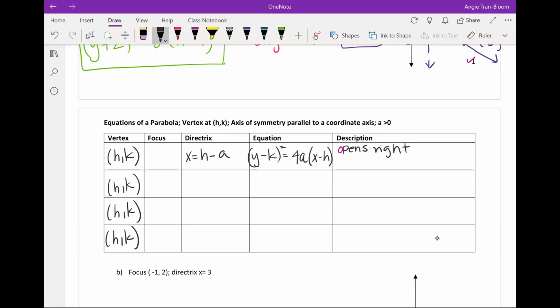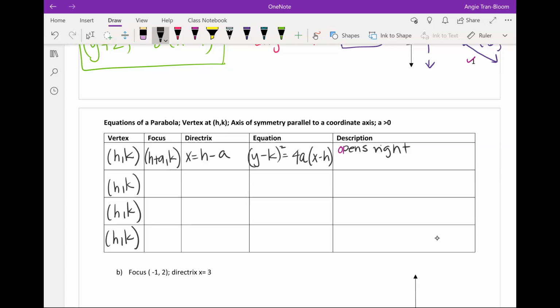Now the focus, would you agree the focus was in front of it? Would you agree the y coordinate of the focus was exactly the same? So how do we change the x coordinate of the focus? Add the a value. So we're going to do h plus a comma k, because the y coordinate was exactly the same. So we have a line for the directrix, but a point is the focus. Correct. Okay, it's a dot.